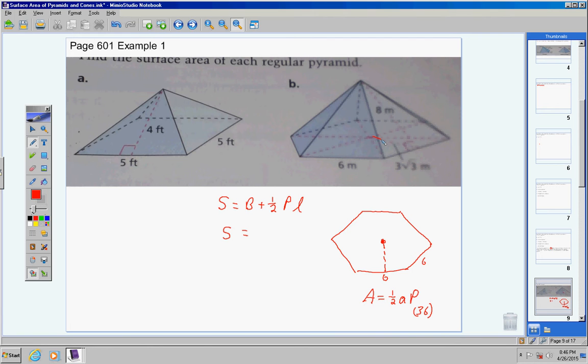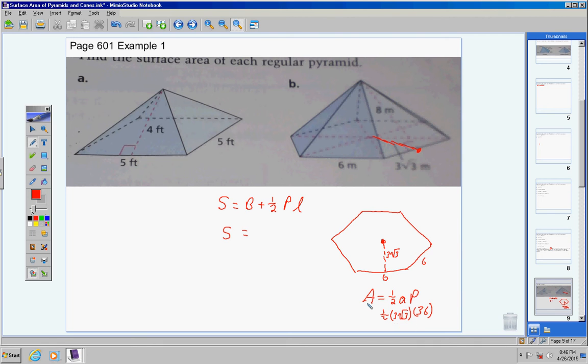Look right here, it's real hard to see. Look, see this dotted line coming right here to this right here? Sure you do. Well, that's 3 square root of 3. So I know the apothem right here is 3 square root of 3. So 1/2 times 3 square root of 3.